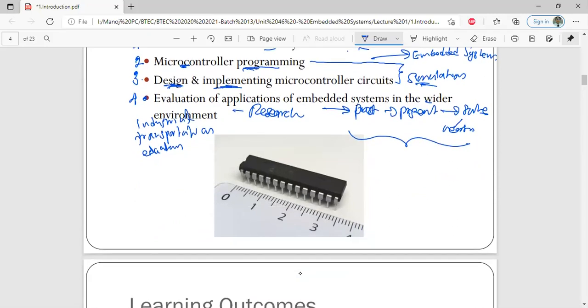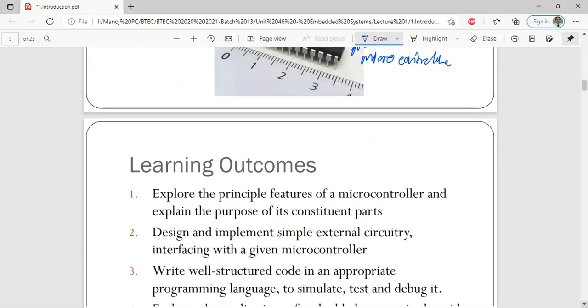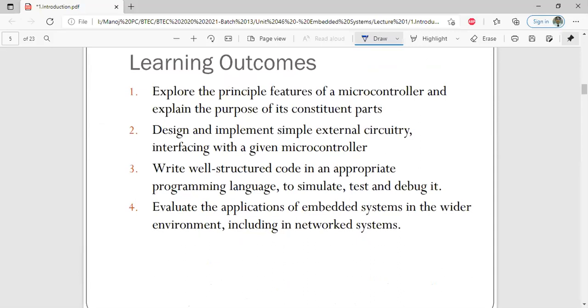So this is how a microcontroller would look like, right? Microcontroller. So here these are the actual learning outcomes. Explore the principal features of a microcontroller and explain the purpose of its constituent parts, right?